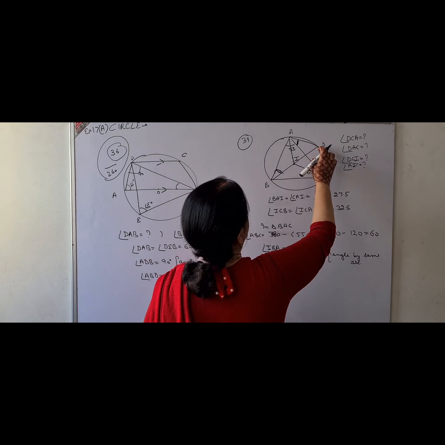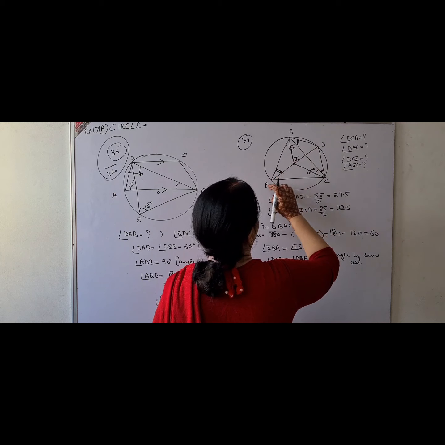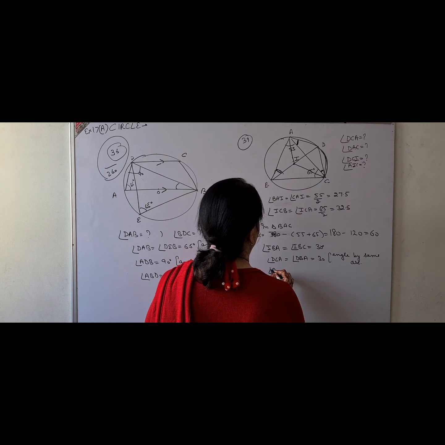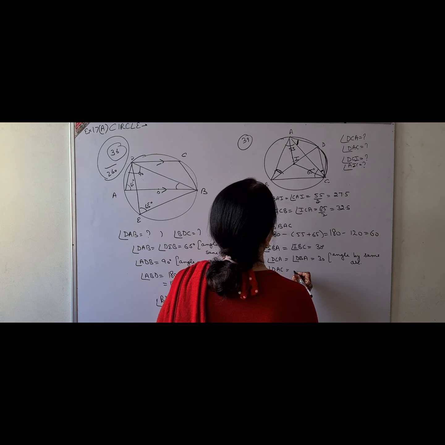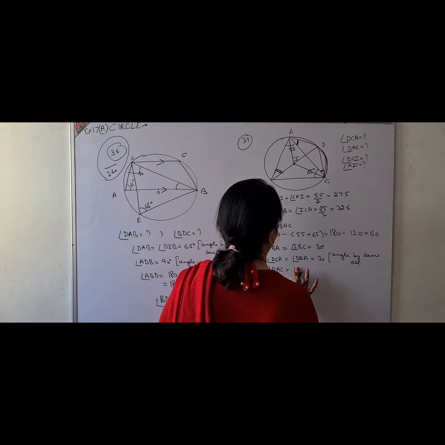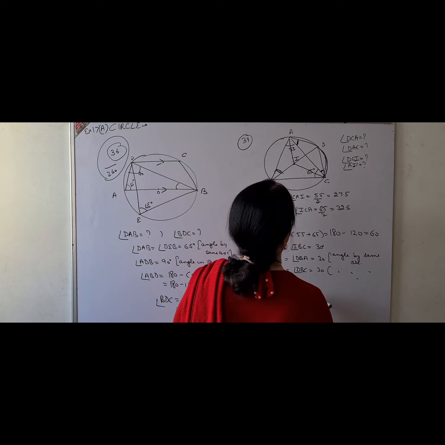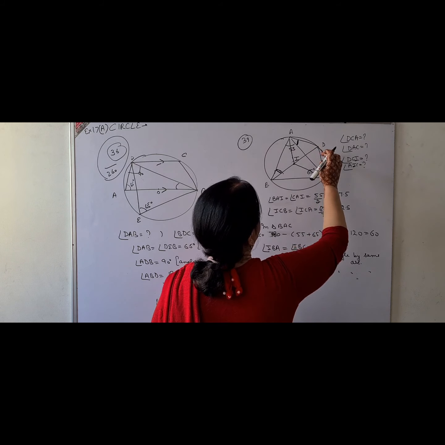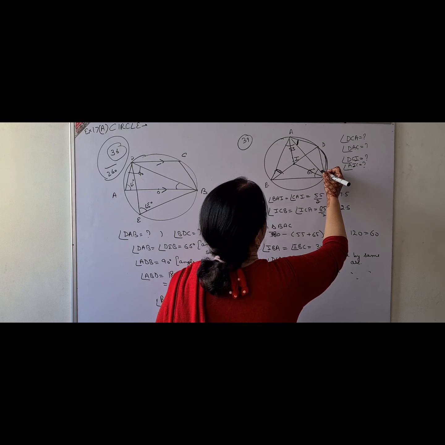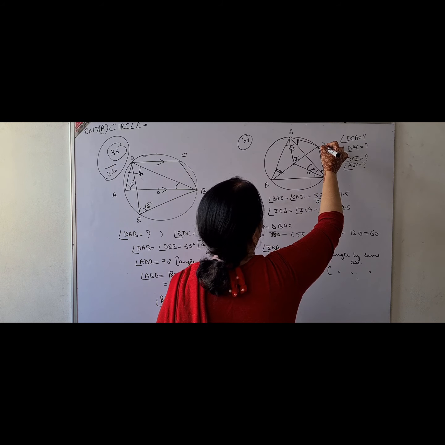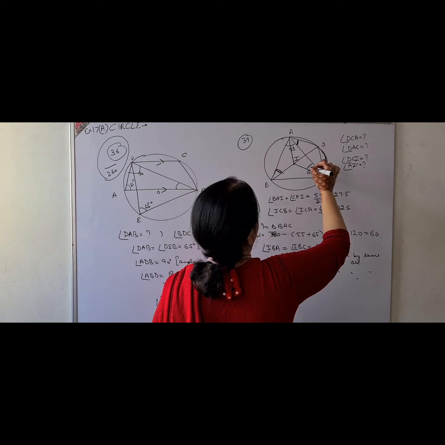Then DAC. DAC will be DBC, again angle made by the same arc, DC. Very clear. That is why I told you, you have to be very careful about the figures. DAC is equal to DBC is equal to 30, same reason, angles by the same arc. Then DCI. Now DCI, see, this is the angle.